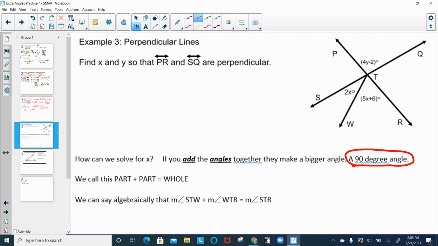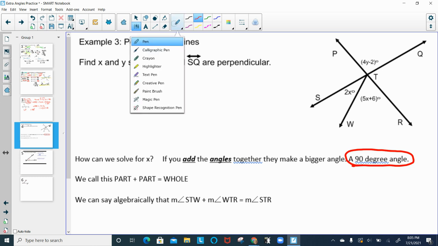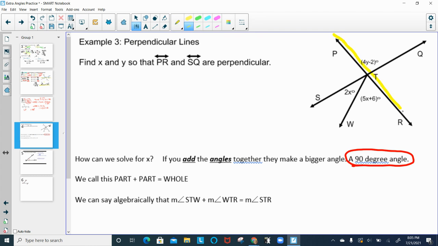So if PR, let me grab a highlighter real quick. PR and SQ are perpendicular. Remember, you're going to have 90 degrees, but that's not letting me make it nicely. There we go. Let me erase this. You're going to have 90 degrees, 90 degrees, 90 degrees, 90 degrees.